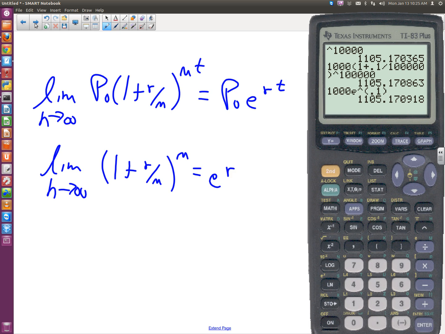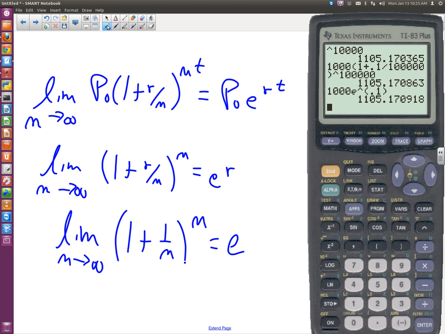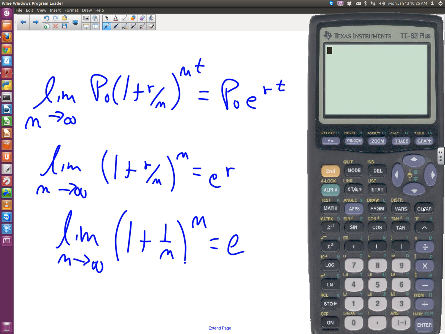Now, what if I just want e? I want to calculate e. So I don't want e to the r. I want e to the what? 1. So if r is 1, as n goes to infinity, 1 plus 1 over n to the n, that's the definition of e. That's e. Okay, are you ready? Let's calculate e. This is how you calculate e.